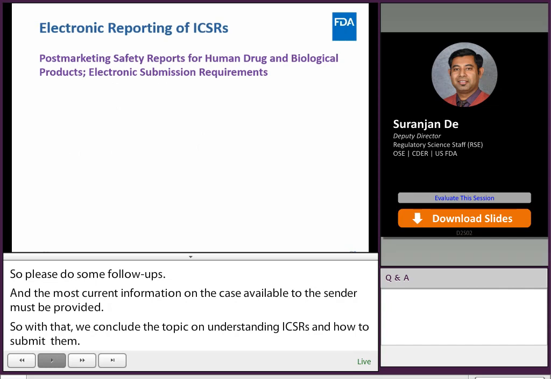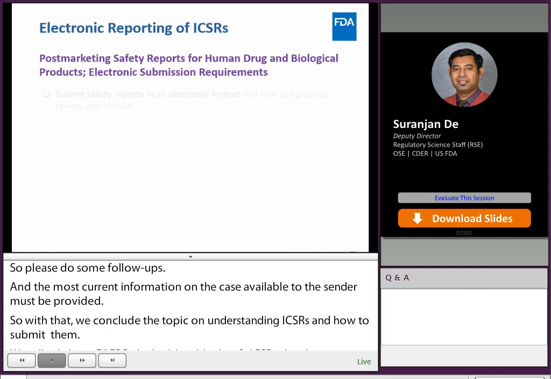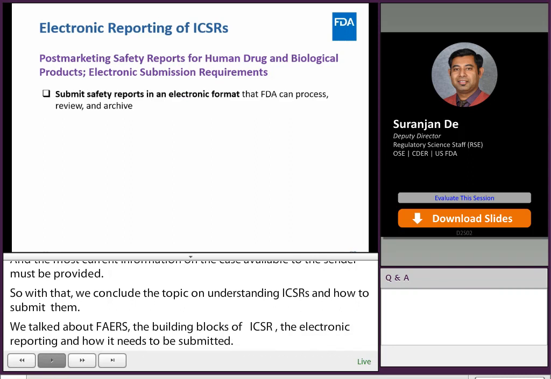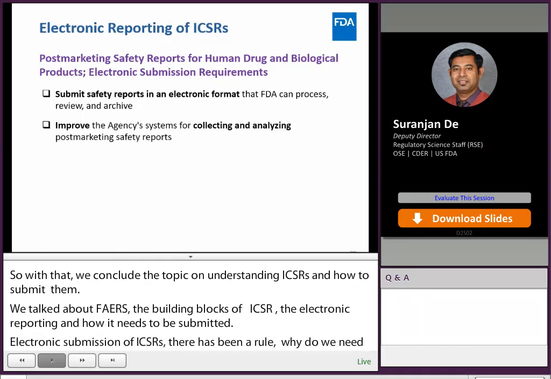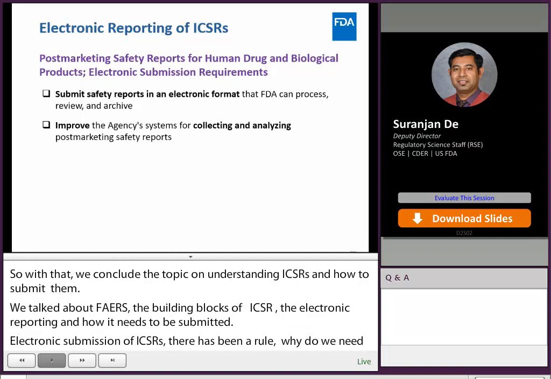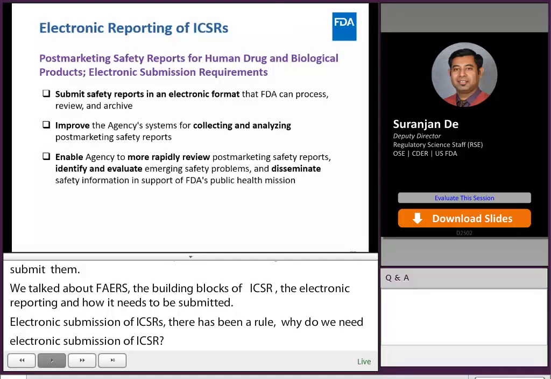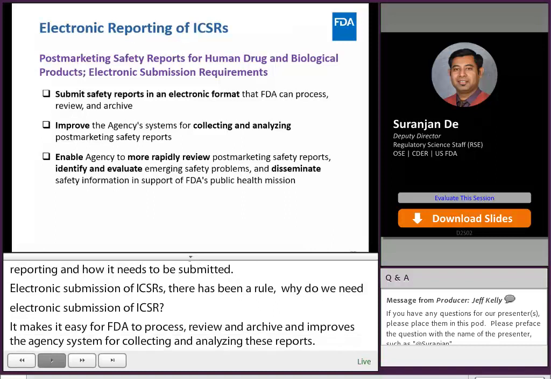And why do we need electronic submission of ICSRs? Because submitting in electronic format makes it easy for FDA to process, review, and archive. It improves the agency's system for collecting and analyzing these reports. It also enables the agency to improve its identifying and evaluating of these reports more rapidly, and they can disseminate this information to support FDA's public health mission.